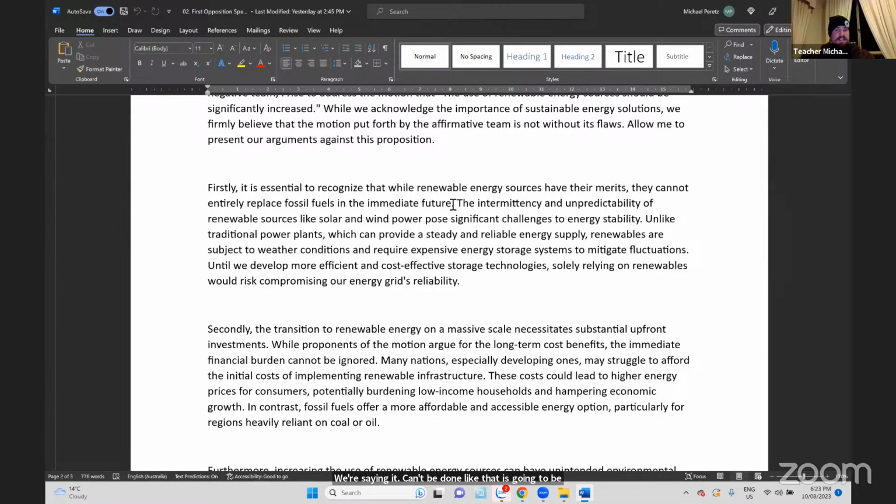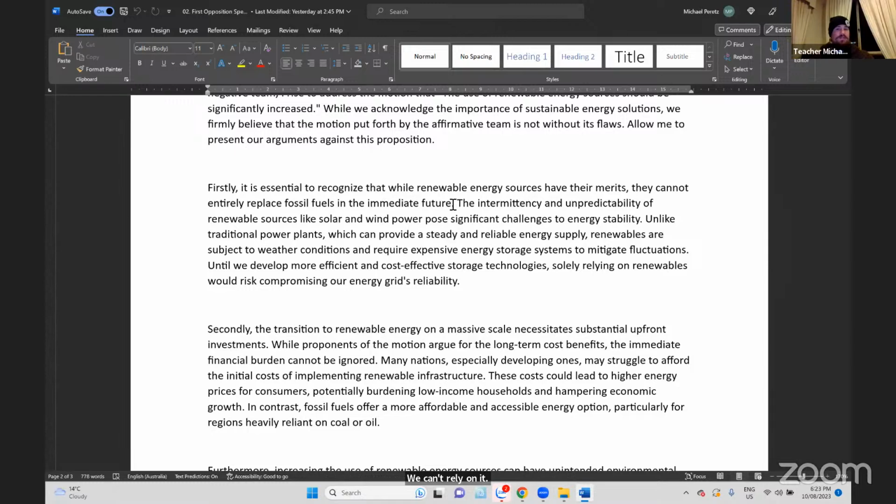The intermittency and unpredictability of renewable sources like solar and wind power pose significant challenges to energy stability. So they're saying that the technology is not all there yet, and it can be unpredictable. So it might cut out, it might cause blackouts, could be problems with the electrical system. And that's going to make our energy supply very unstable. We can't rely on it.